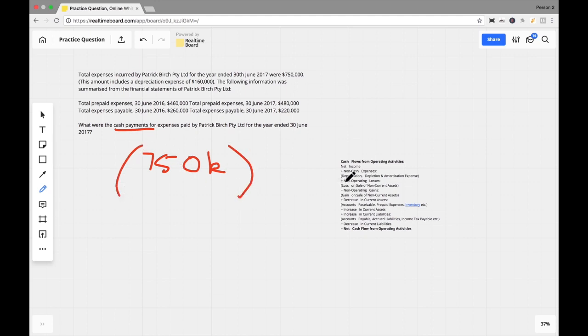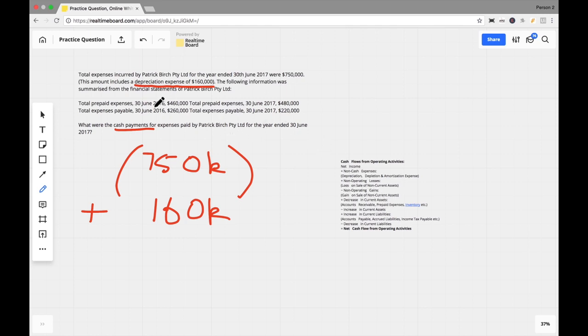Then you need to add back any non-cash expenses. In this case, the question says there's a depreciation expense of $160,000, so I would add that back, because we want to gross up the expense position by adding back any non-cash items. There's no indication in this question of any operating losses, which result from a loss on sale of non-current assets, and there's no indication of any gains, so we don't need to do anything there.